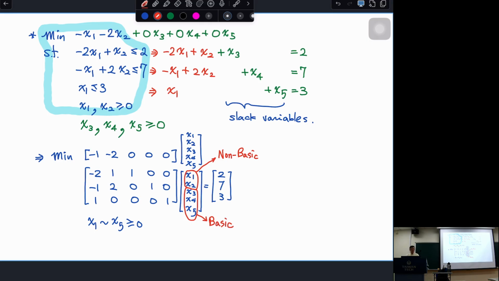So what's the trick of grouping? The rule or the strategy of grouping is that the number of basic variables should equal the number of constraints. Number of equality constraints.